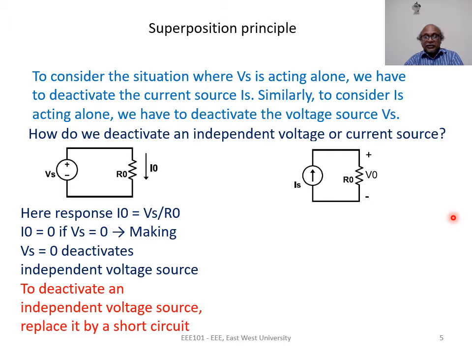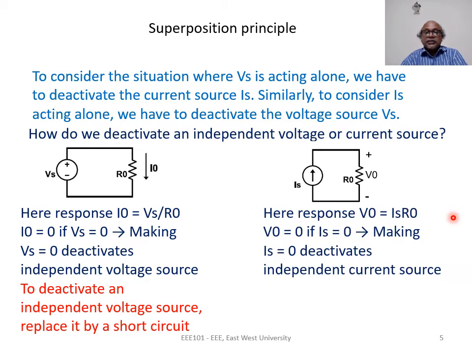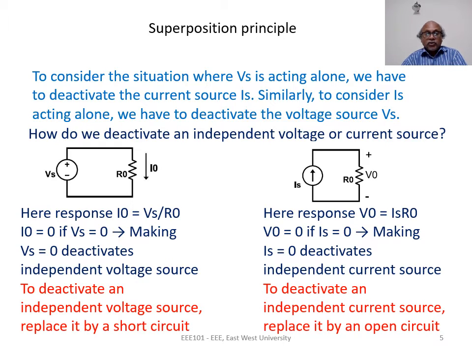In this circuit, the response or the effect V naught is equal to Is R naught. This comes from Ohm's law. V naught is 0 when Is is 0. That means by making the value of the independent current source equal to 0, we can deactivate an independent current source. Zero current is equivalent to an open circuit. That means that to deactivate an independent current source, we replace it by an open circuit.